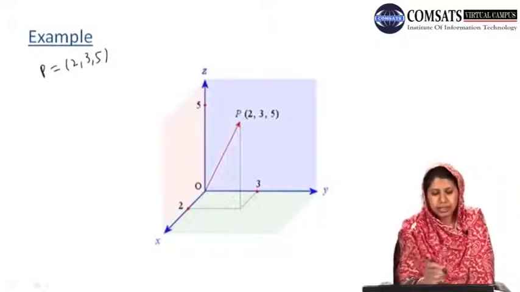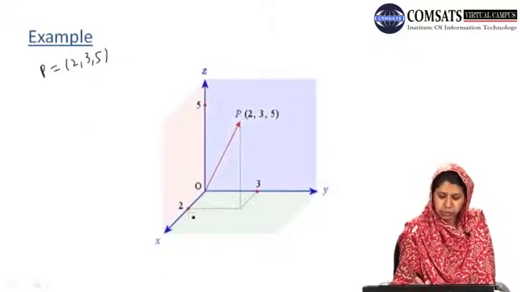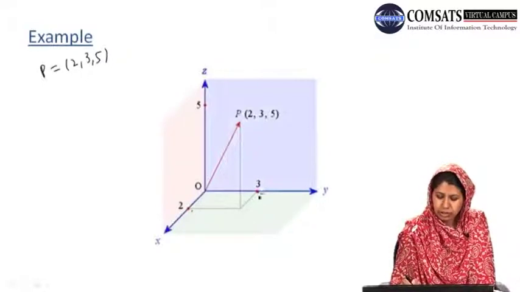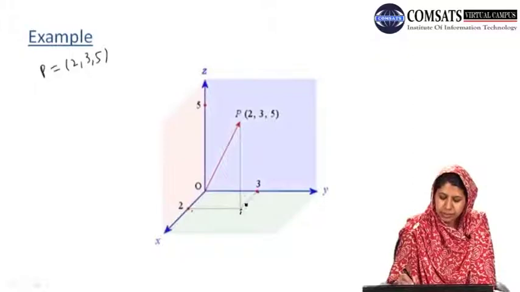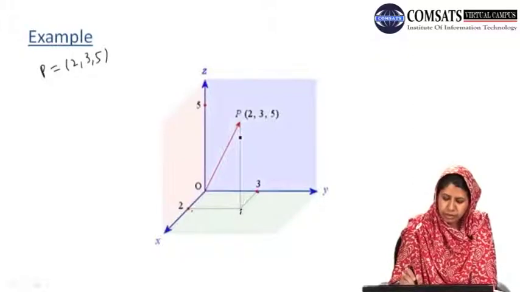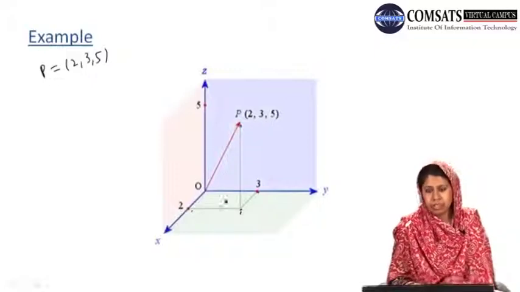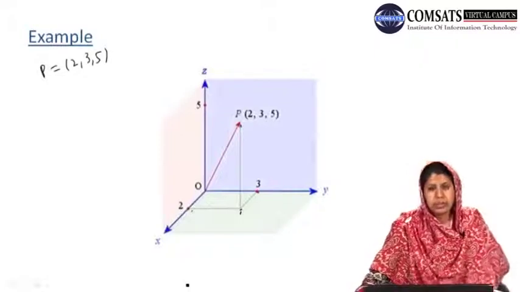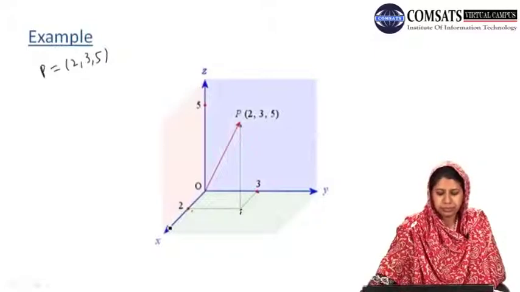Okay, which means that x is equal to 2 units from 0, that is this point. y is equal to 3 units from 0, that is this point. We have plotted this 2 and 3 and we have come to this point. Now z is equal to 5 units, meaning the height of this point is 5 units on the z-axis. So we basically have this point P representing (2, 3, 5) in our three-dimensional coordinate system, that is in our space.